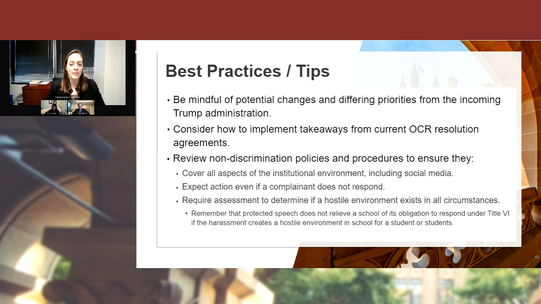Then consider how to implement takeaways from the current OCR resolution agreements. Scott went over a number of these takeaways, and we're actually going to talk about a few of those takeaways in practical terms here as well. But become familiar with some of those OCR resolution agreements and understand how other institutions have worked with OCR. So even from the previous Trump administration that Leah just went over, what are those takeaways and how do you ensure that your school is in compliance with Title VI in terms of what those takeaways are.